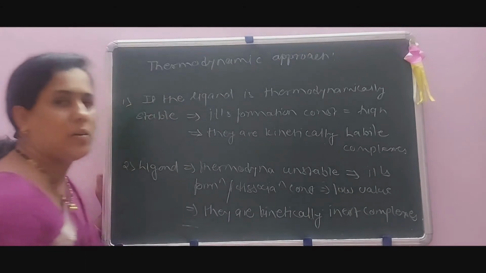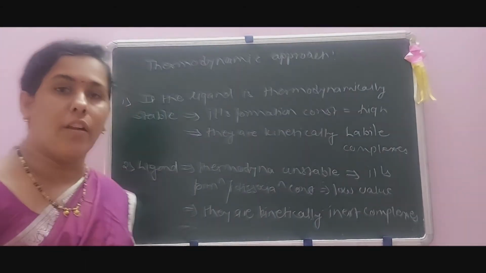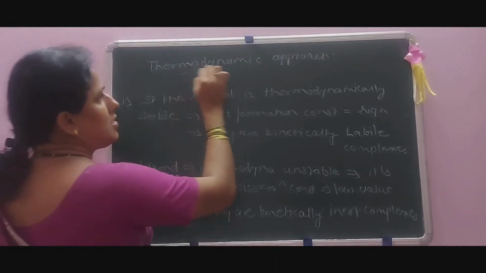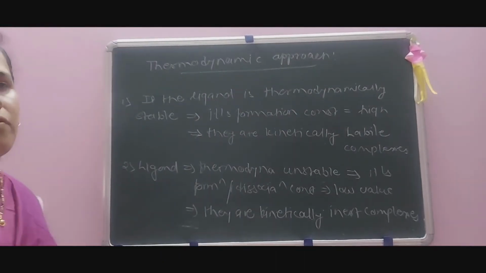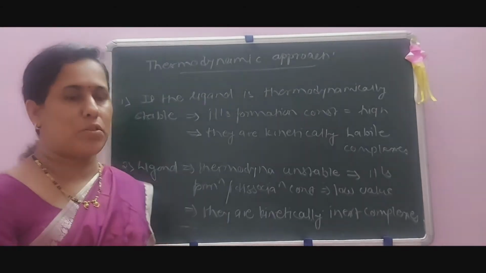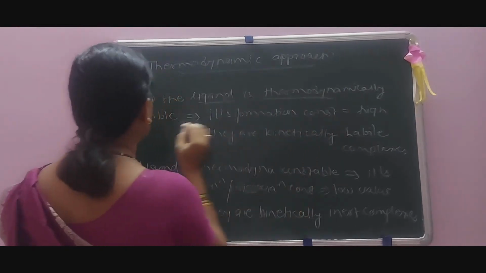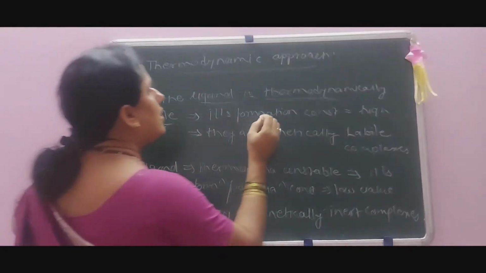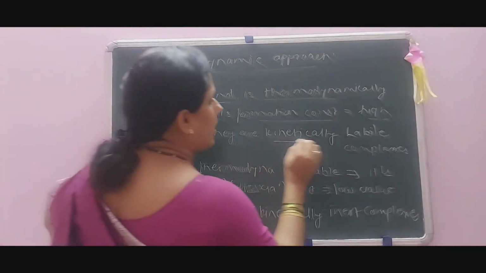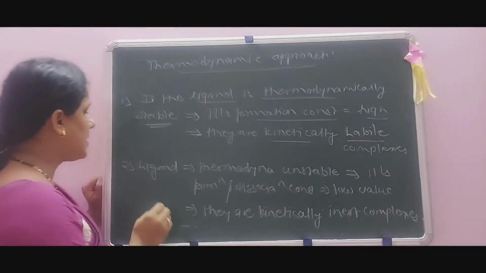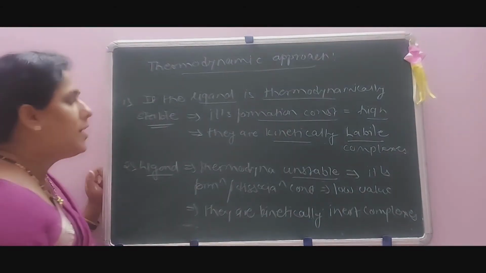This is the trick to identify whether the complex is stable or unstable. You have to just keep in mind the thermodynamic approach; it is very important from the exam point of view, from the MCQ point of view. If the ligand is thermodynamically stable, its formation constant is a high value, and they are kinetically labile complexes. And if the ligand is thermodynamically unstable, here what happens?